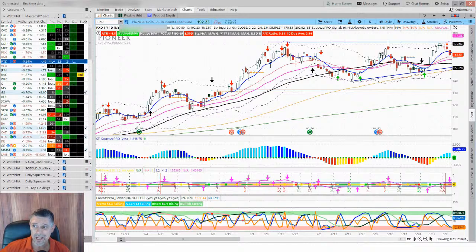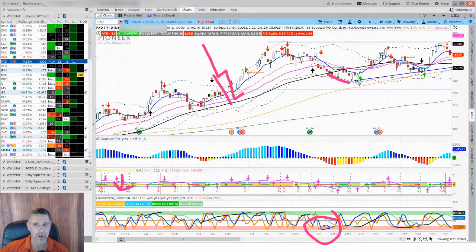One of the indicators that I like to use the most when it comes to divergences is right here. This is the Forecast Pro. The Forecast Pro is my indicator, and I use it every day to spot divergences. Remember, we're talking about getting in early. So, for example, in this particular case, you see how price was going down, making lower lows.